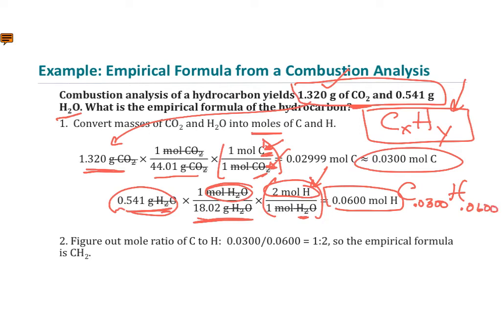All right, so obviously you want these to be whole numbers to get an empirical formula, so you're going to take the ratio of these, okay? This is an easy one. There's clearly twice as much hydrogen as there is carbon, okay? So the empirical formula is CH2.